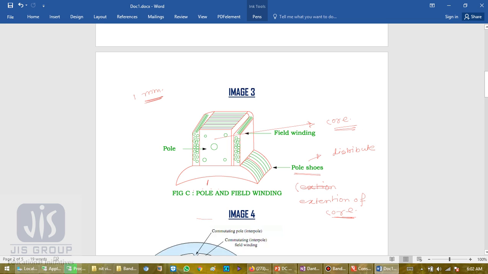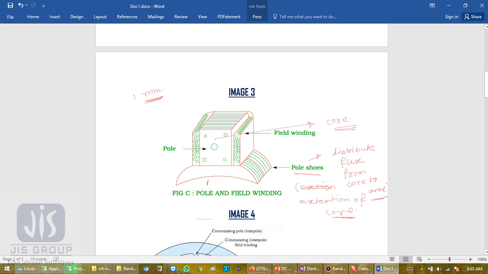So distribution of flux from core to armature is basically done by the pole shoe. The pole core basically has much higher flux density than that permitted at the air gap, and hence the cross-sectional area of the pole shoe is greater than the area of the pole core.